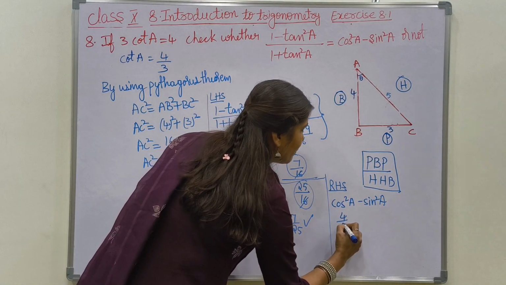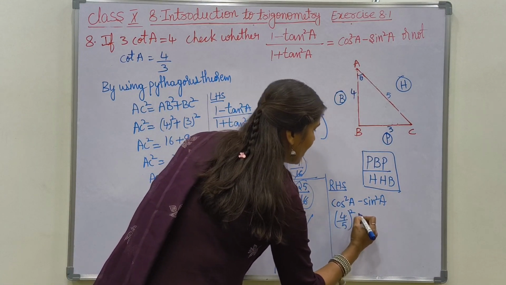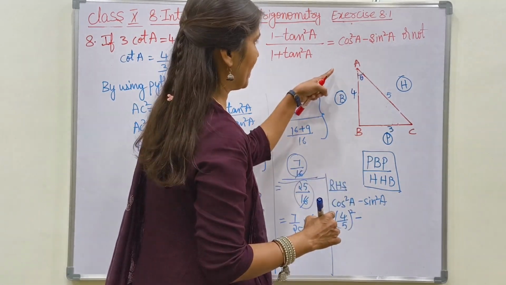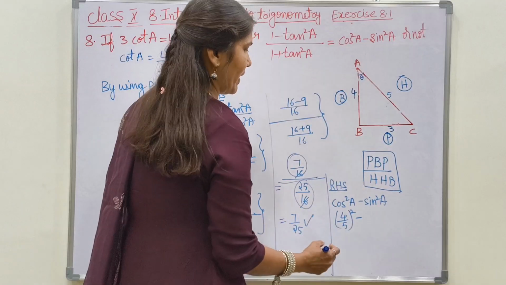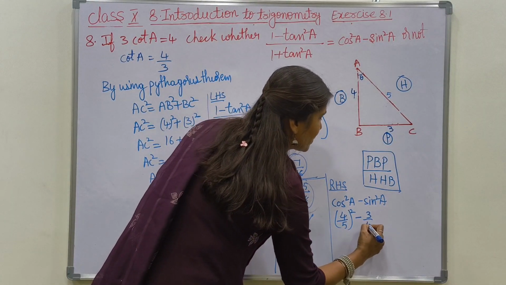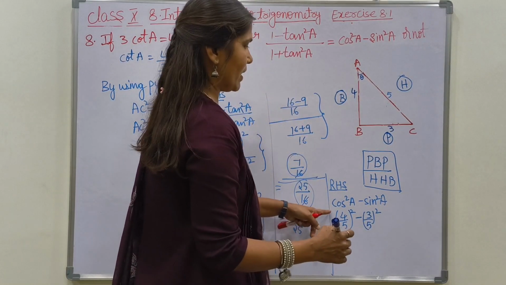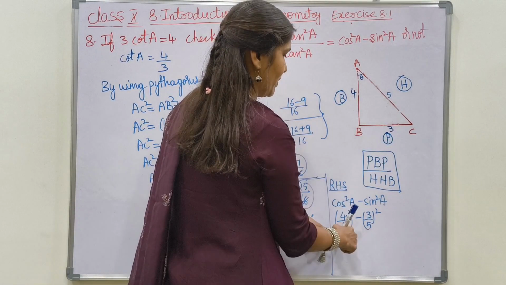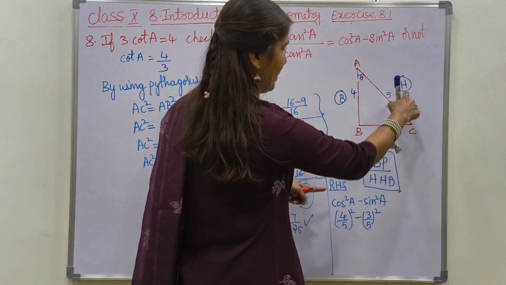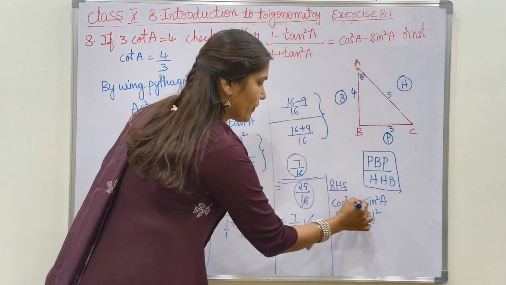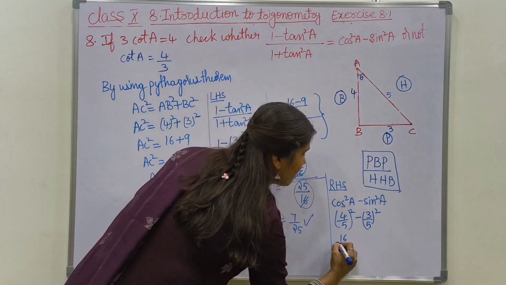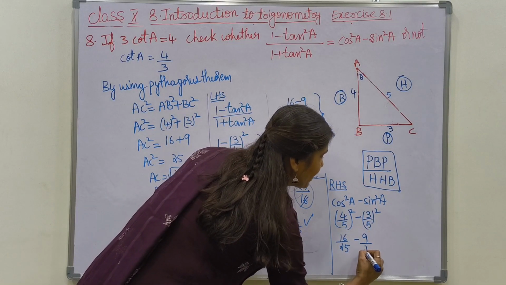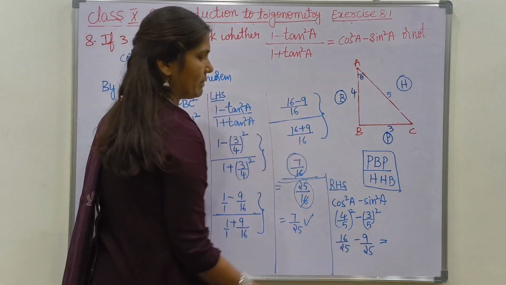So now you get 4 by 5 whole square minus sine square. Sine means perpendicular by hypotenuse. The perpendicular is 3, so 3 by 5 whole square. Now we remove the squares: 4 4s are 16 by 25 minus 3 3s are 9 by 25. 5 5s are 25, the base is the same.